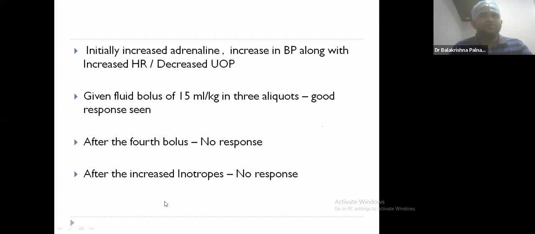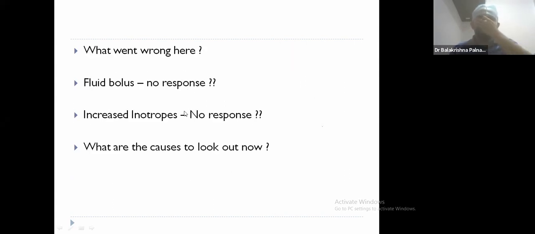After the fourth bolus, there was no response. We increased inotropes, and that also showed no response. We stopped Milrinone and started adrenaline. Now we are on adrenaline of 0.3 mcg, and it is already going on. Now the child is responding to neither fluids nor inotropes. So what went wrong here? Why is there no response to fluid bolus or to inotropes?